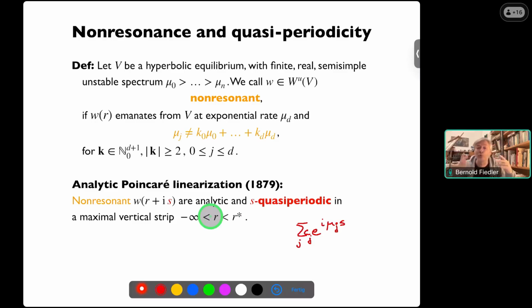Now, nobody knows what happens globally, of course. This is a local result. I cannot globally linearize the equation.